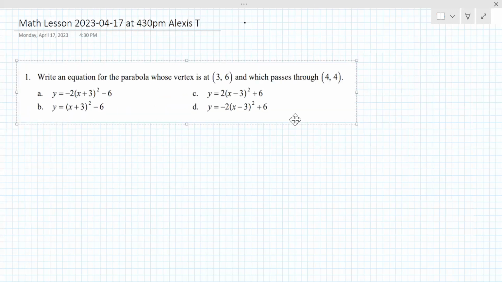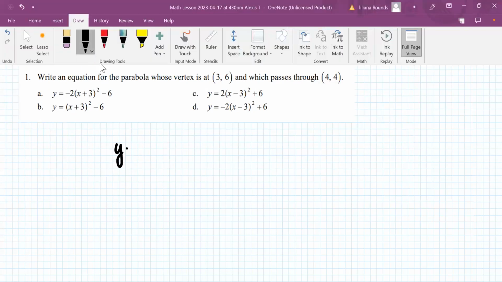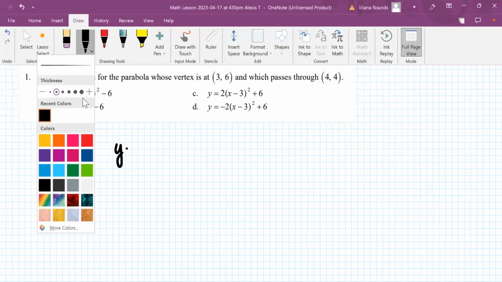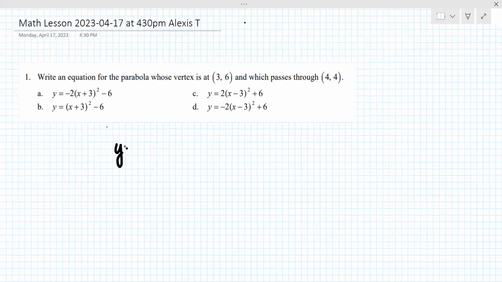It says to write an equation for the parabola whose vertex is at (3, 6), which passes through (4, 4). Okay. So do you remember the standard form of a quadratic? ax squared plus bx plus c. Yes. And so there's that form, ax squared plus bx plus c.